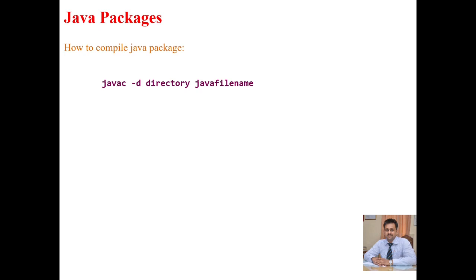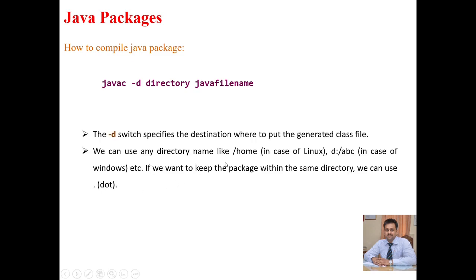So we have seen how to compile the Java package. Here we have to write javac. After that we have to write -d and the Java file name. So to compile we have written javac -d, and this -d is a switch that tells the compiler where to put the class file. It basically represents the destination. We can use any directory name like home if we are using Linux, and if we are using Windows, then we have to write the directory name, like if we are saving our program in the D drive or C drive. And if we want to save our package in the same directory, then we can simply write the dot operator.